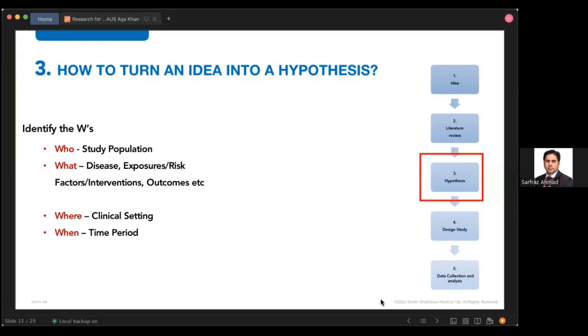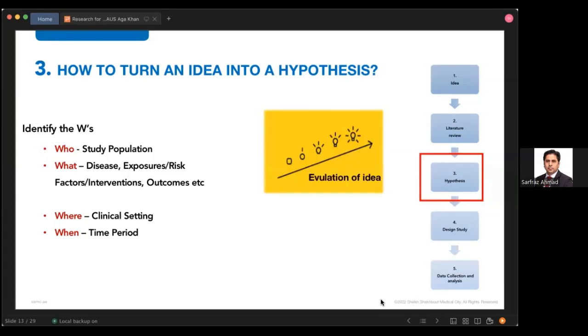So who will be your study population, what disease, exposure, risk factor or outcomes of any treatment you are going to test, where you are going to do this study, and what will be your time period. These are important things you need to keep in mind. And remember that it is an evolution. Once you have a rough idea in your mind, it will evolve. Once you have done the literature search, it will evolve over a period of time.